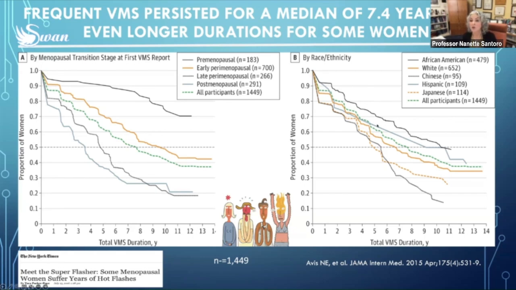11.5 years. Hispanic women were a little bit less than the African-American women. White women, shown in orange here, were kind of in the middle. And the Japanese and Chinese cohorts in SWAN had the shortest duration of hot flashes. So they were again in that 5-year range for median duration. And the green line just shows the curve for all of the participants.